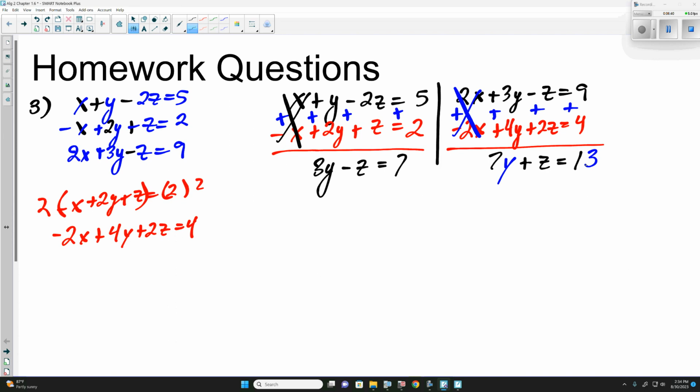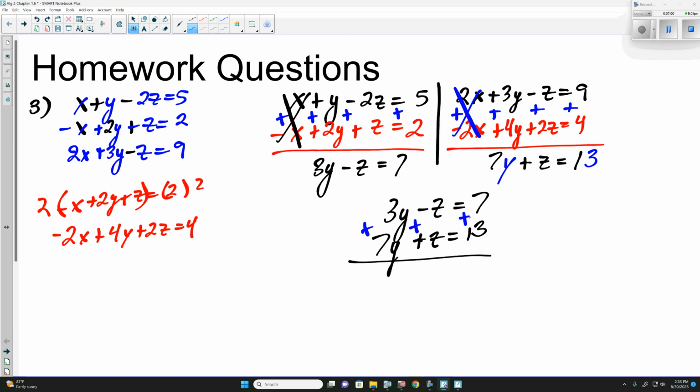Now at this point, we could eliminate y next, but I would rather eliminate z because the z's are already opposite: 3y minus z is equal to 7, and 7y plus z is equal to 13. At this point we can add because the signs in front of z are opposite. These would cancel. 3y plus 7y is 10y. 7 plus 13 is 20. Divide by 10, telling us y is 2.